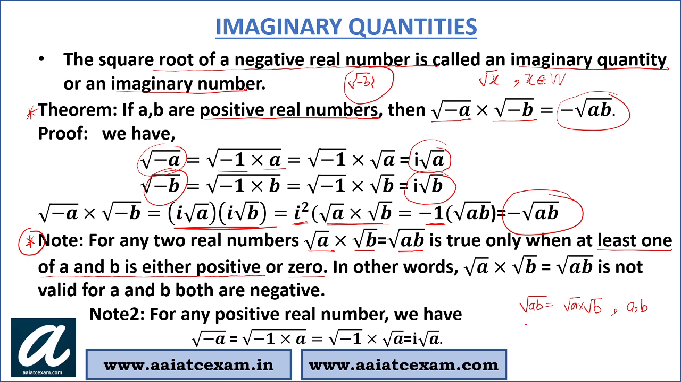But under root ab cannot be written as under root a into under root b, you cannot write it like this, if a and b both are less than 0. If a and b both are less than 0, then you cannot write under root ab equal to under root a into under root b. Please remember it, students.